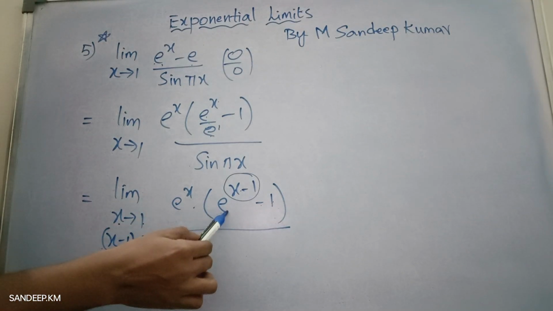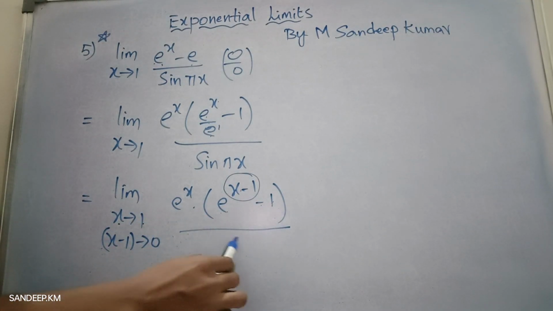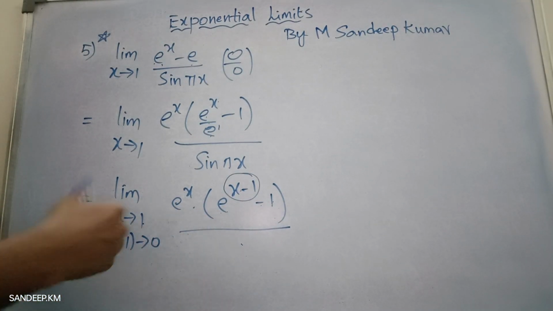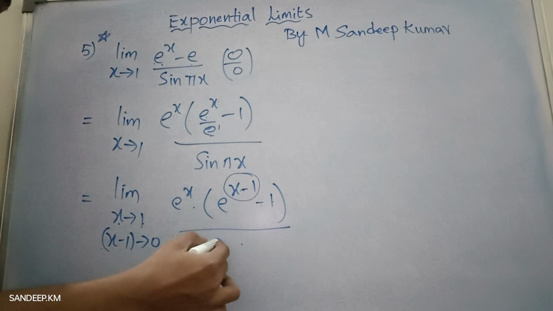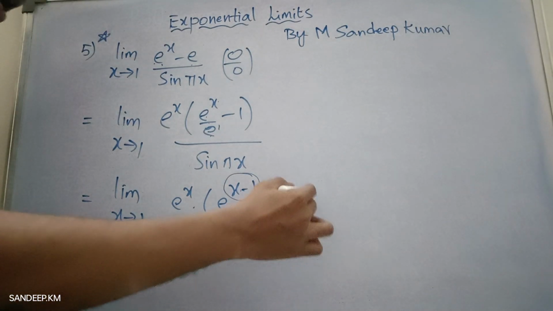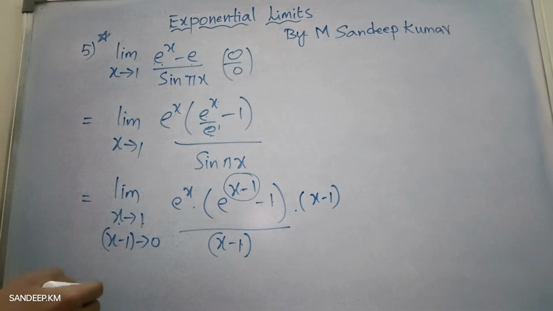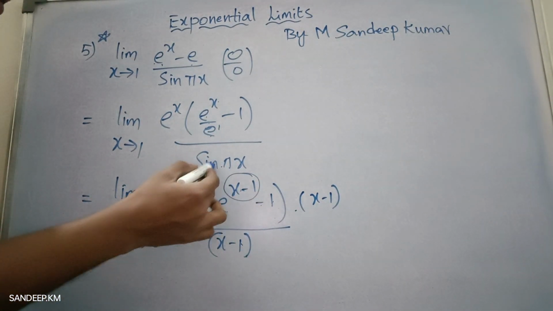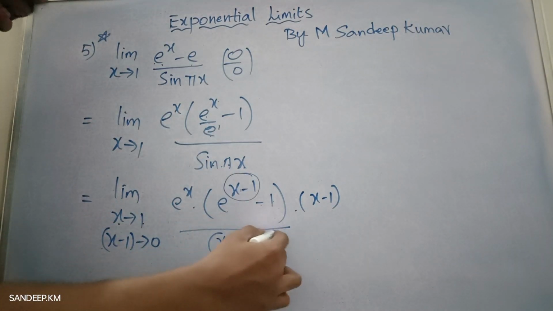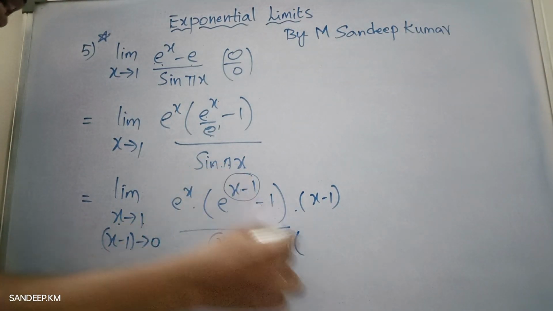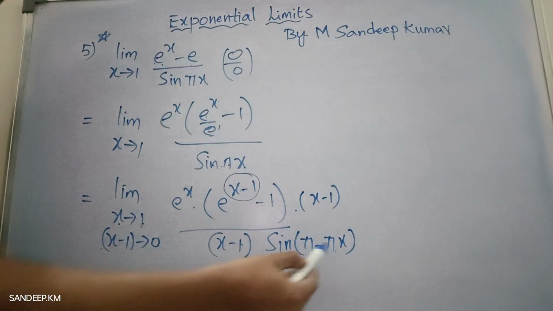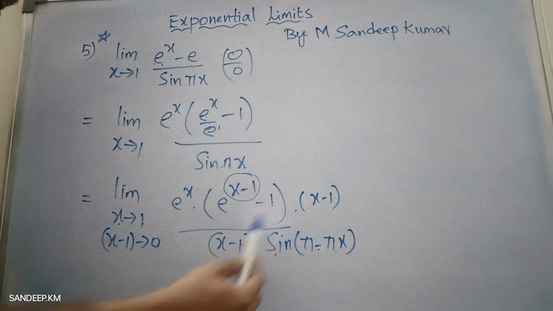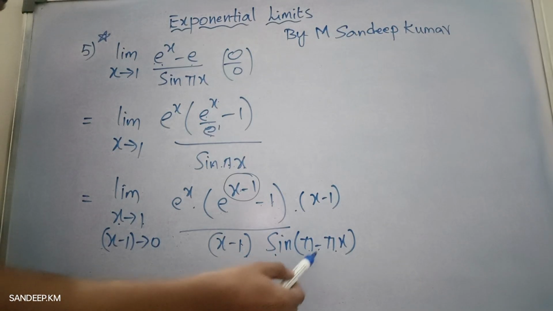So it is in the form of e power f of x minus 1. If it is in the form of e power f of x minus 1, in the denominator, if there is f of x, I can use the formula. Okay, now. So therefore, dear students, let me multiply the denominator with x minus 1 and also the numerator with x minus 1. And already sin pi x is there. I will do something here. Let me write sin pi x as sin of pi minus pi x, because sin pi minus theta is sin theta only. So for that reason, sin pi x is sin of pi minus pi x. Both are same.